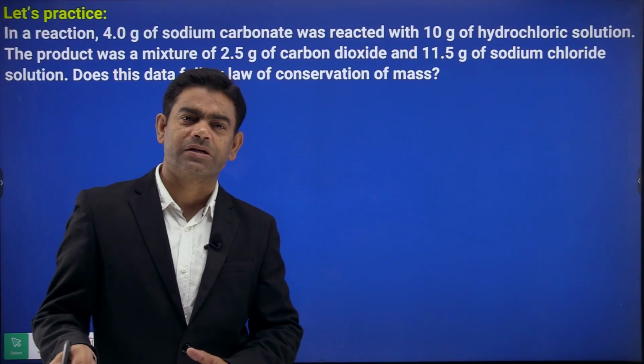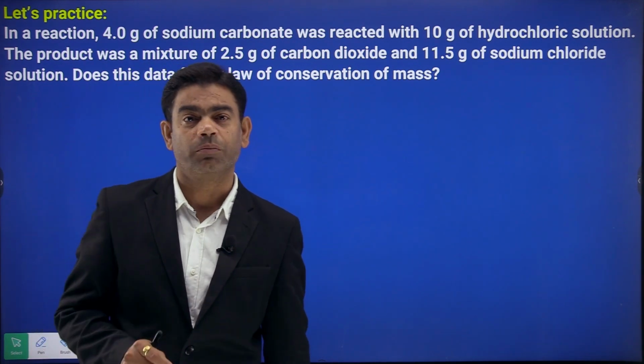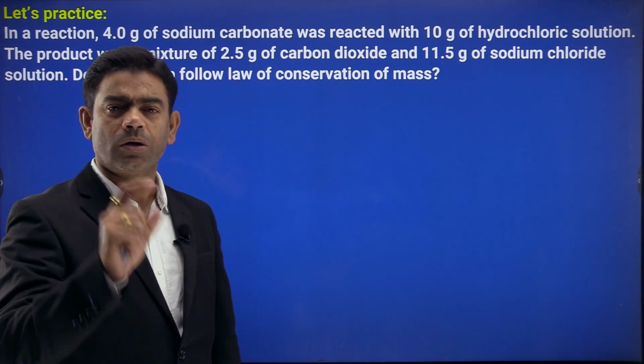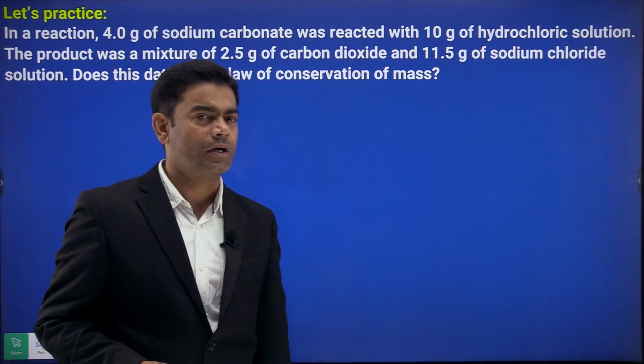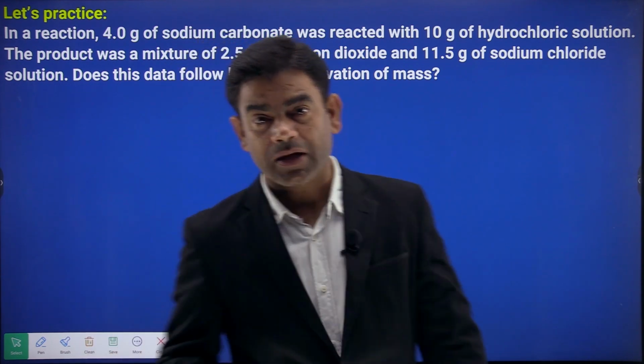So based on these two concepts, can we try a few questions? Let's see these two things: one is conservation of mass and the other is constant proportion. Okay, let's see over here. We have a question. Let's see if we can understand what it says. क्या कहता है ये question?